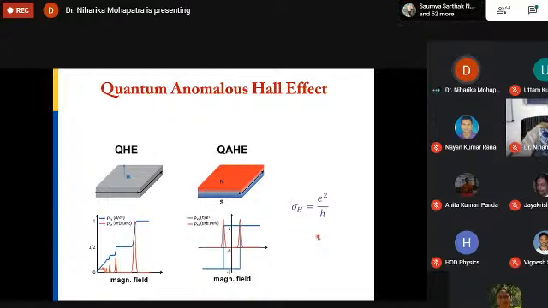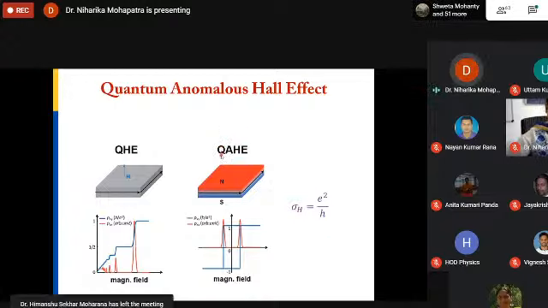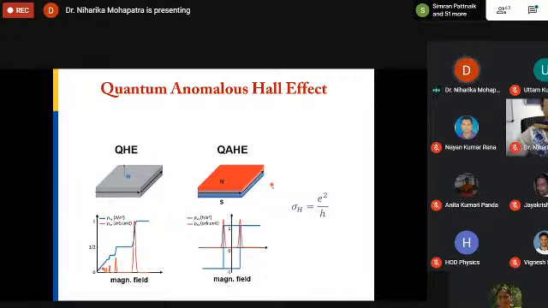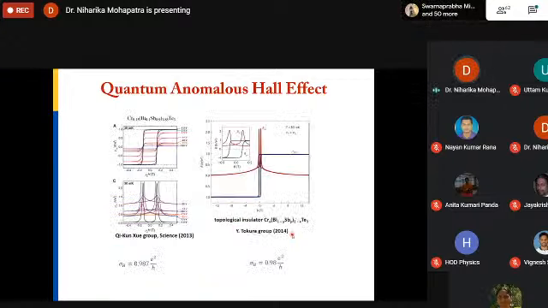So in all those quantum Hall effect and quantum spin Hall effect, you don't need magnetism. But here, when you have quantum anomalous Hall effect, you need a magnetic topological insulator. So basically, we need a magnetic topological insulator where you can see that your rho XX should be nearly 0 and rho XY should be like h by e square, or Hall conductivity should be e square by h. So this was first proposed, and later on it was experimentally observed in several systems.